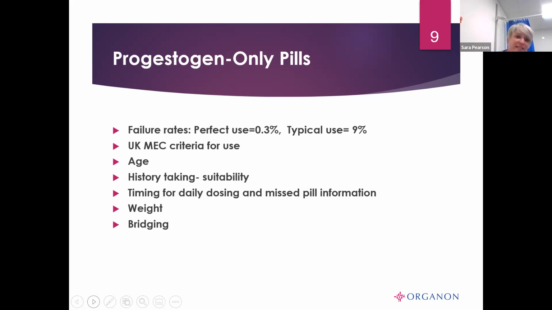Bridging, so if somebody presents today, for example, and they want a LARC, they want an implant, they want a coil, but logistically you can't do it, it's good to get them on a POP. So it's very quick to do so, and it just means when they do come back for their method, they're good to go, and you know there's minimal risk of pregnancy.